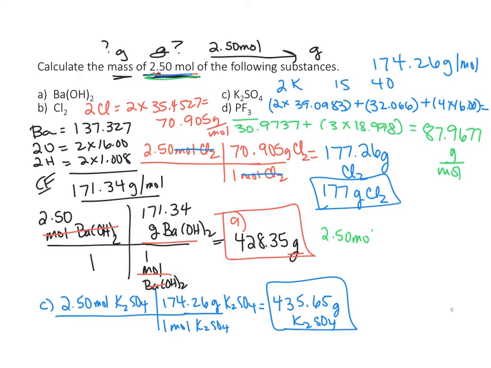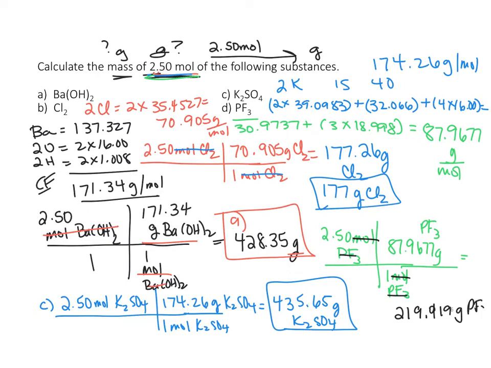2.50 mole of PF3, phosphorus trifluoride. And for 1 mole of PF3, we have 87.9677 grams of PF3. And you can see that the moles cancel out. And then you can take 2.50, multiply that by 87.9677, and that gives you 219.919 grams. And once again, that would round up to 220 grams of PF3.